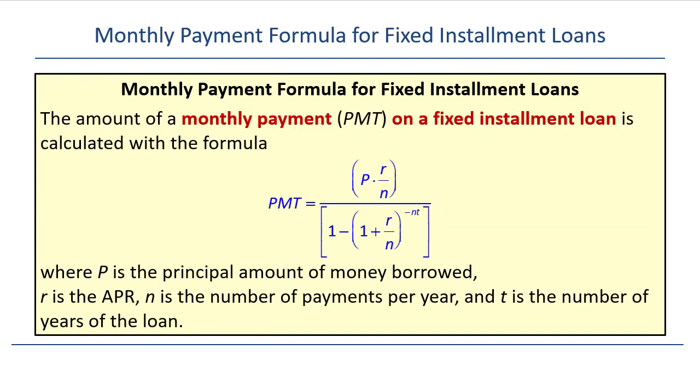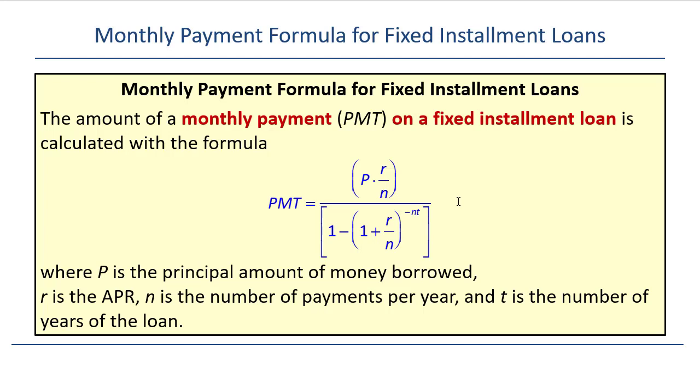Now, the monthly payment formula for fixed installment loans. This basically figures out what your monthly payment is going to be based on the scenario of your loan. And you can see it's very similar to what we've seen before. This is the standard formula for when I'm going to borrow X amount of money and I need to pay it back in so many years. This would be what you would use for a mortgage, let's say, or a car payment.